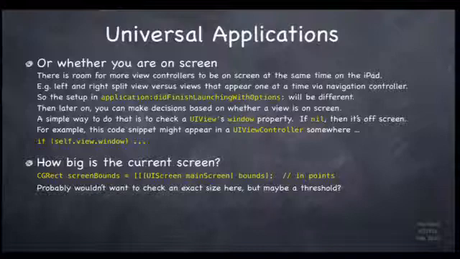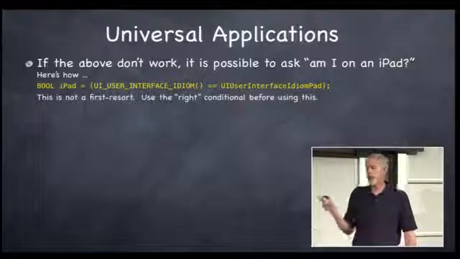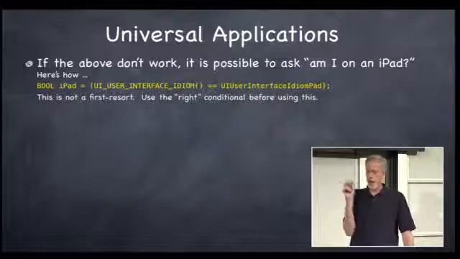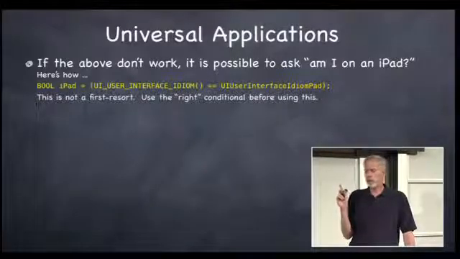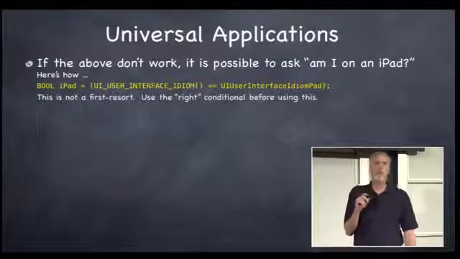So kind of rare, but I wanted to give an example of always thinking about what you are really making your decision conditional on. Don't just immediately go to the am-I-on-an-iPad check, because there might be new devices in the future from Apple. So if all the conditionals I just mentioned don't work and you can't think of anything else that makes sense, it is possible to ask the question, am I on an iPad? The way you do that is with this macro: UI_USER_INTERFACE_IDIOM() equals UIUserInterfaceIdiomPad. If that is true, then you're on the iPad. And there's another one, UIUserInterfaceIdiomPhone. That'll tell you whether you're on a phone device.